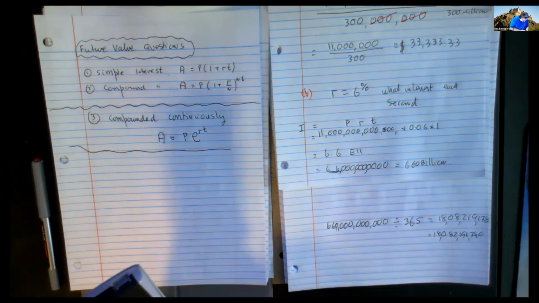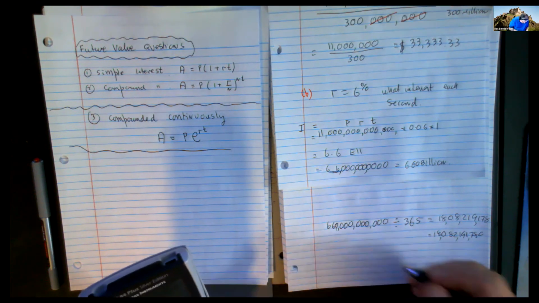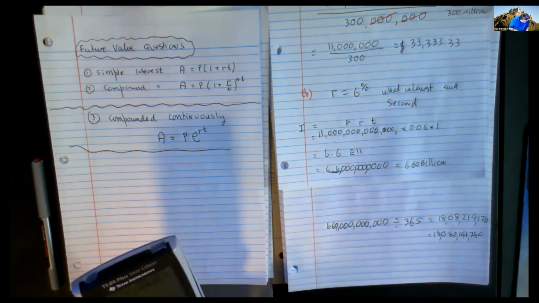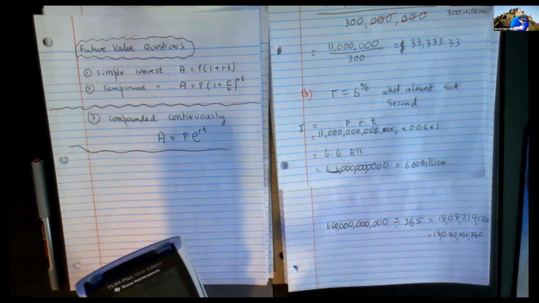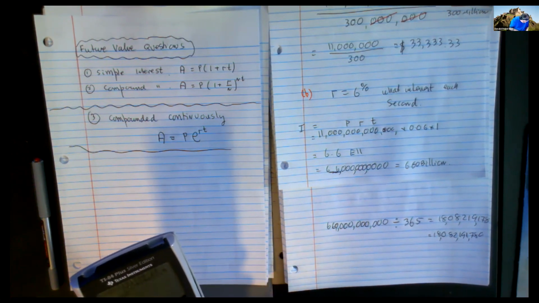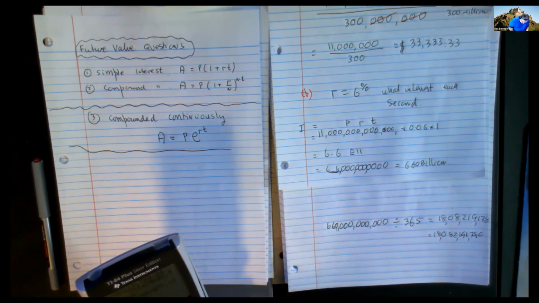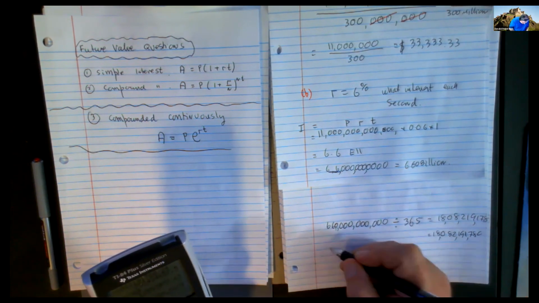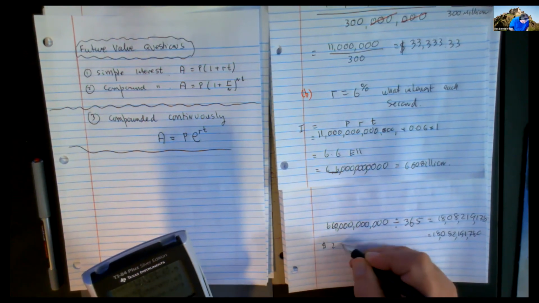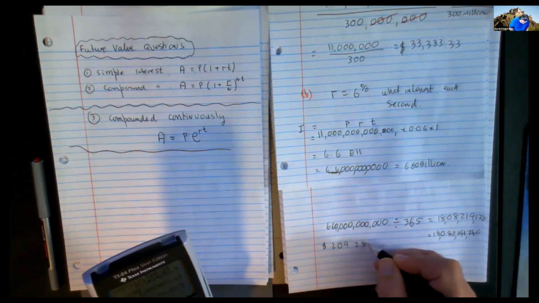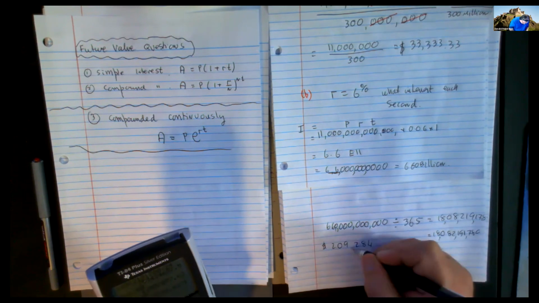So I'm taking 18 billion, 82,191,780, and I'm now going to divide it by 24, because that's how much is in an hour. And then I'm going to divide it by 60, and that's how much is in a minute. And I'm going to divide that by 60. And the final answer I got is 209,284. Who cares about the cents?